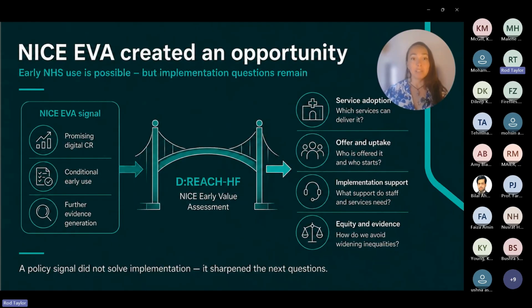So NICE EVA is not the end of the evidence journey. It creates a structured opportunity to generate further evidence about digital cardiac rehab in real-world NHS settings. Alongside this, a wider program of work is also focused on cultural adaptation, particularly with a group underserved by cardiac rehab.